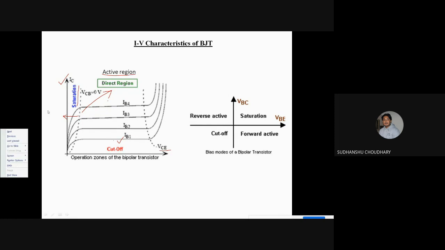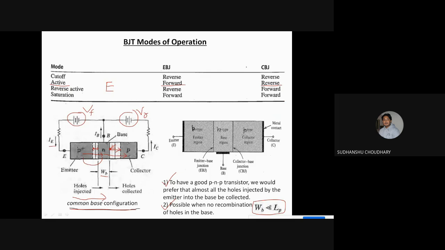This active region, saturation region or cutoff region depends upon the biasing conditions at the emitter base junction and the collector base junction. Depending upon the biasing conditions at the emitter base junction and collector base junction, one can decide whether the BJT is in cutoff mode, forward active, reverse active, or saturation region. That is what we had already commented on through this table.